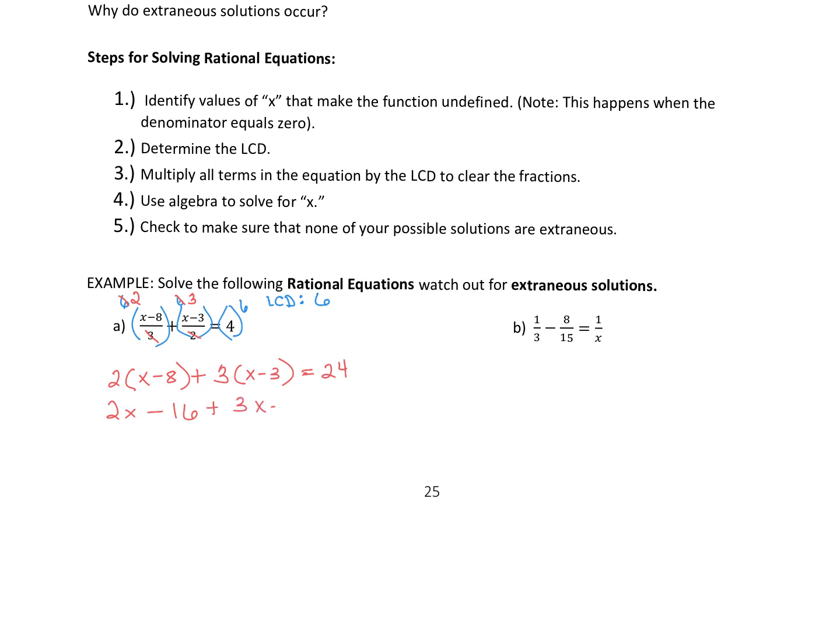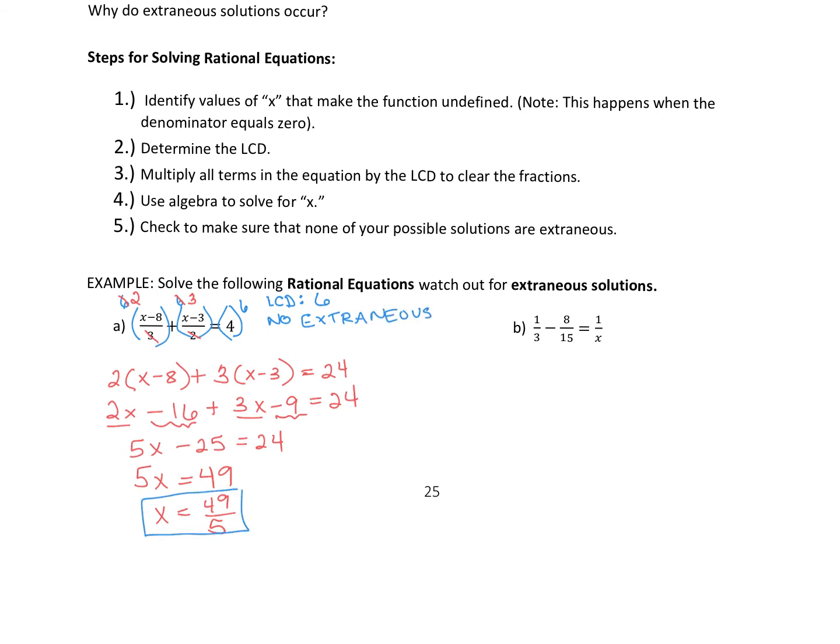So 3x minus 9 equals 24. 2x and 3x is 5x. Minus 16 minus 9 is minus 25. And we get, if I add 25, 5x equals 49, and then x equals 49 fifths. There were no x's in our denominators, so there were no extraneous solutions here. So our answer here is 49/5.